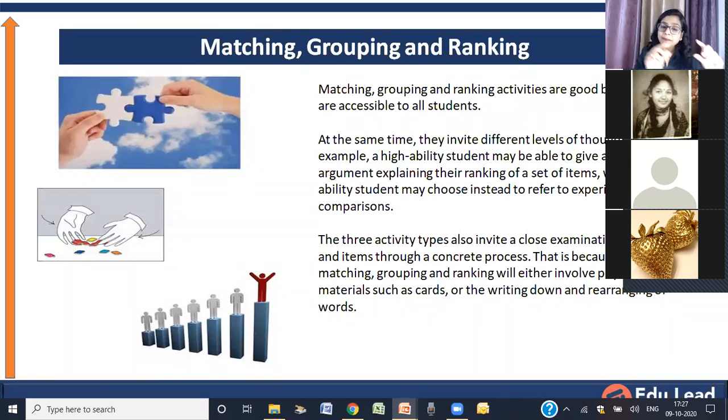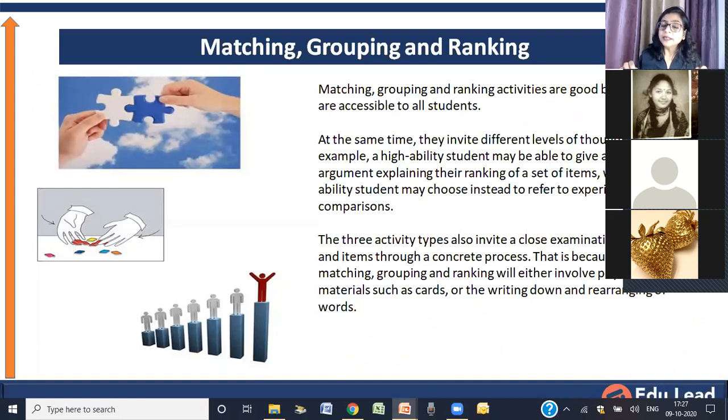When we are saying matching, grouping, and ranking, when the children are doing this, how are we differentiating? Let the children do this activity. Everybody is doing the activity. Your low ability students, you are supposed to see whether they are matching it properly, grouping it properly, and so on. Your high ability students can then come up with logical explanations and reasoning based on how the ranking has been done or how the sorting has been done.